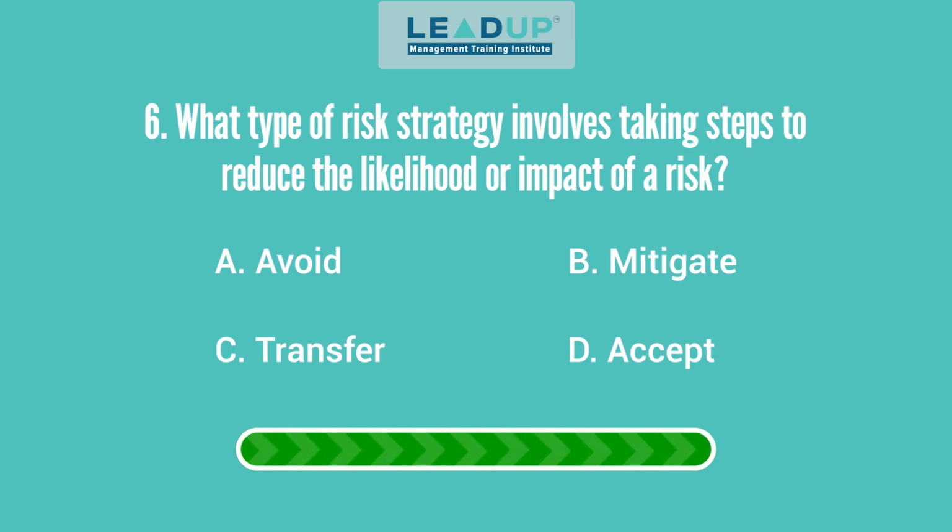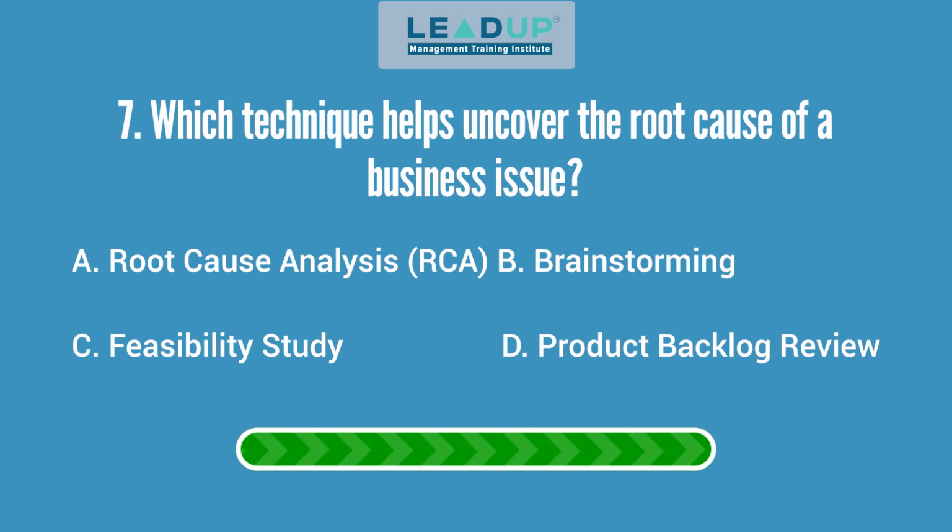Question 6. What type of risk strategy involves taking steps to reduce the likelihood or impact of a risk? A. Avoid. B. Mitigate. C. Transfer. And D. Accept. The answer is mitigate.